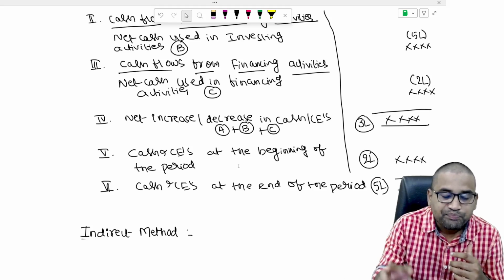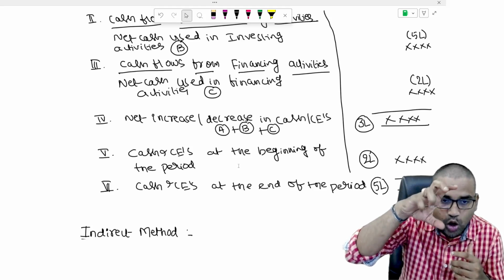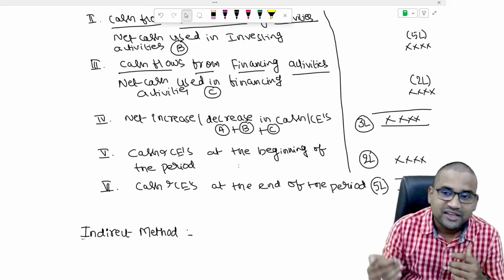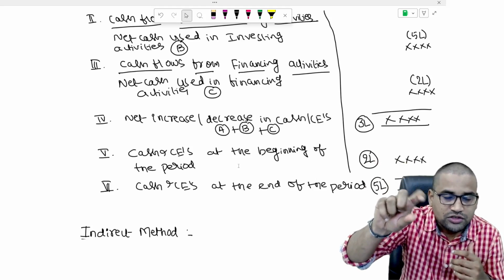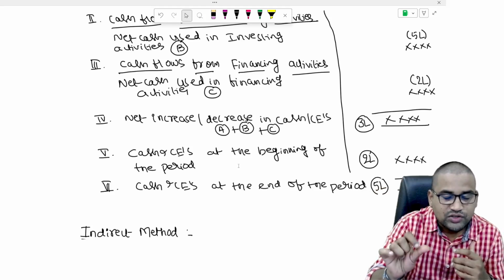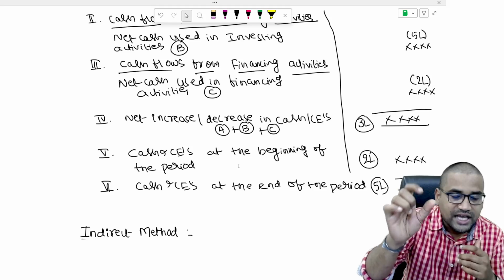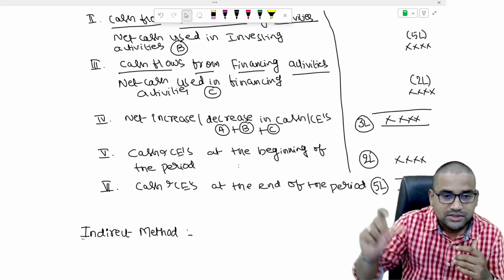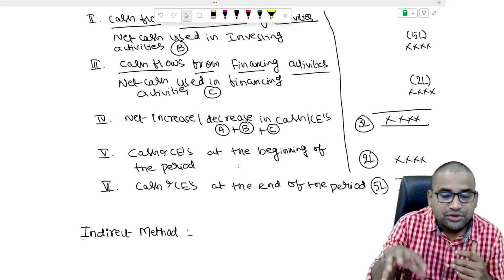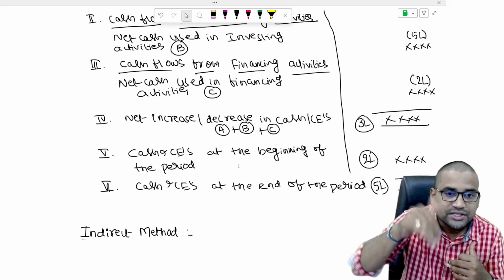But first we will take all inflows minus outflows. These inflows and outflows we are dividing category-wise. Operating, inflows minus outflows, one figure will come. Investing activity, inflows minus outflows, one figure will come. Financing activities, all inflows minus all outflows, one figure will come. If you add these 3 figures, you will get the change during the year, either a net increase or decrease.